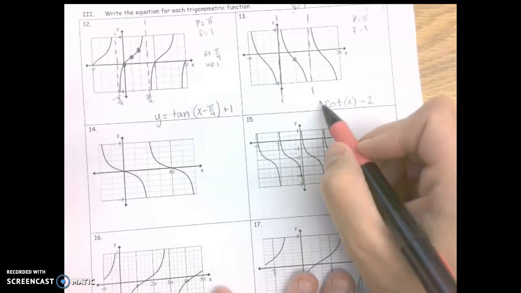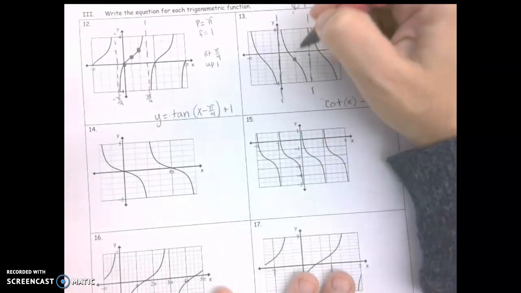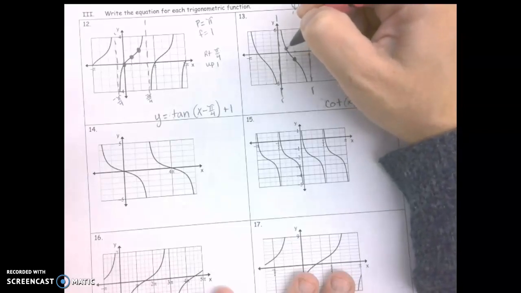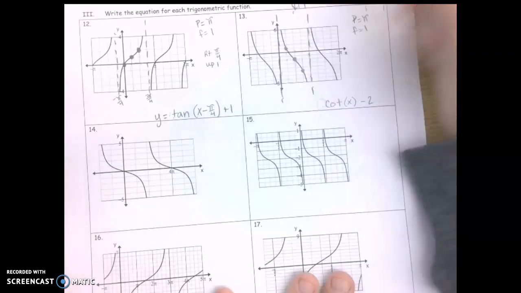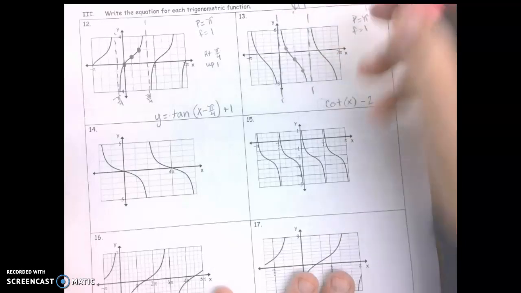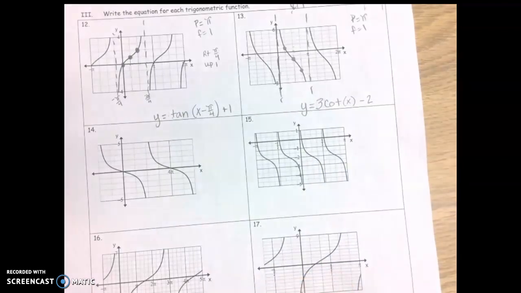The next thing I want to find is that vertical stretch here, that multiplier. So I go 1 quarter period to the left, and then I go 1 quarter period to the right. And it appears that that's a difference of 1, 2, 3. So there's a 3 in front of that, y equals.